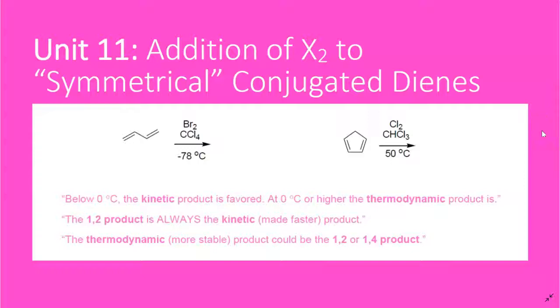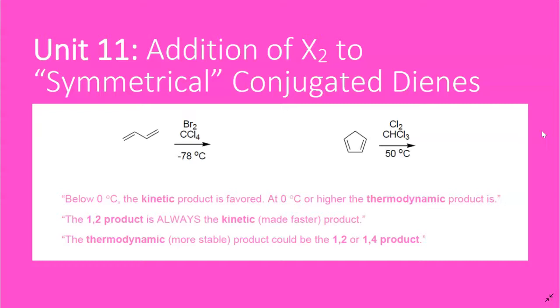Hi all, in this video I want to talk about the addition of X2 to symmetrical conjugated dienes. X2 could be either Br2 or Cl2. In the previous video I talked about adding HX, HBr or HCl.